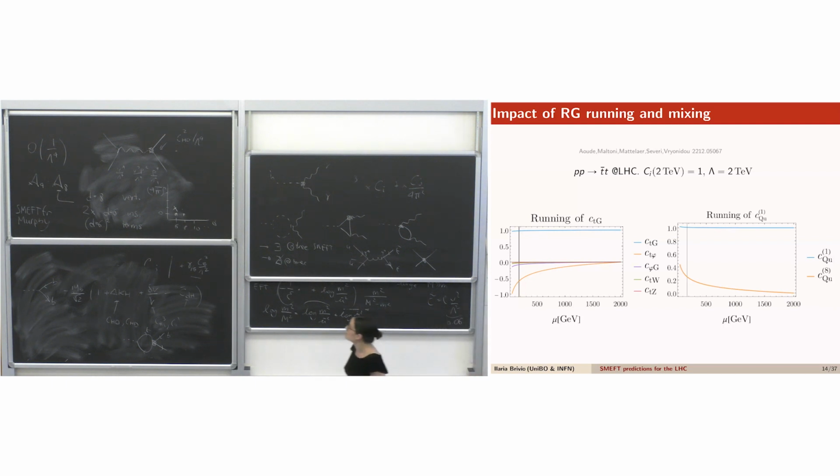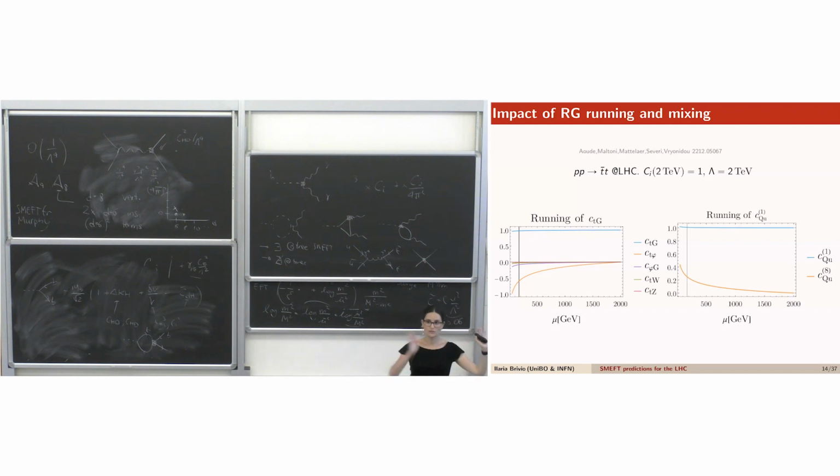So you first see here what happens if you have one particular coefficient. For instance, the CTG that I drew before and now I erased, the chromomagnetic top dipole. You fix it to 1 at 2 TeV. So what you're doing is this: you decide that at 2 TeV, this coefficient is equal to 1 and the other coefficients are equal to 0.